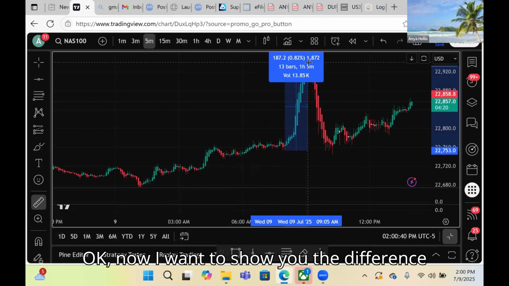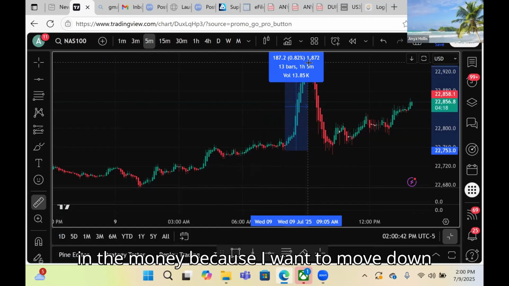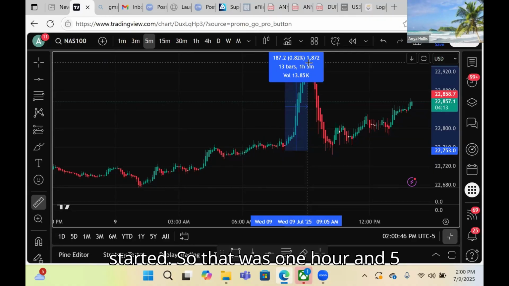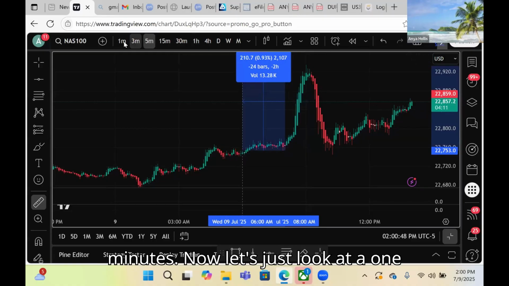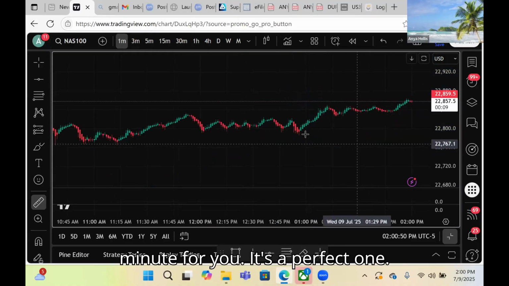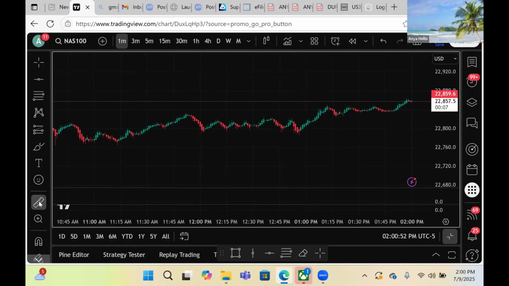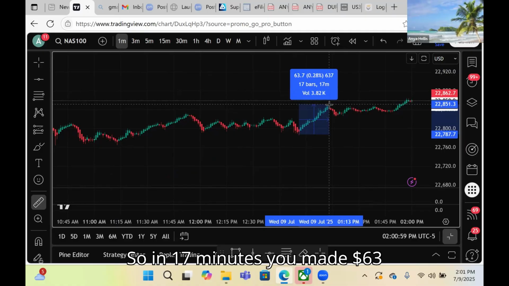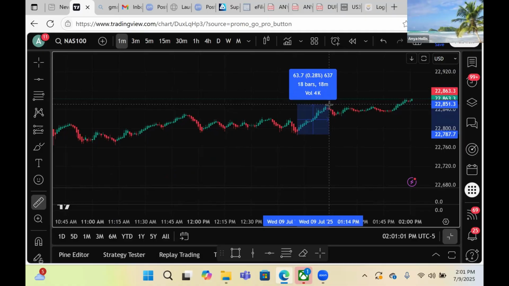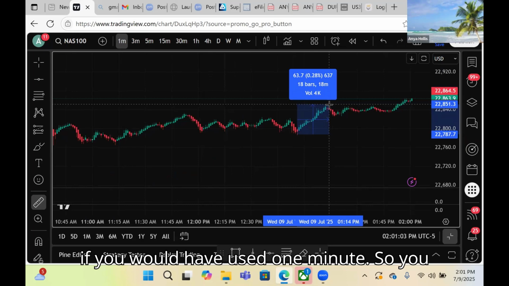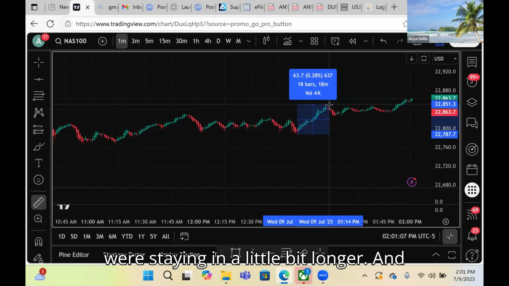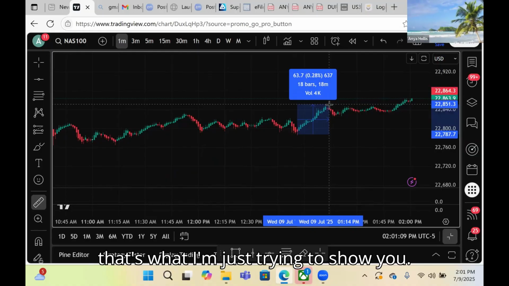Okay. Now I want to show you the difference in the money because I want to move down one time frame to the 1 minute where we started. So that was 1 hour and 5 minutes. Now let's just look at a 1 minute trend. Here's a perfect one. Perfect up. So in 17 minutes, you made $63 if you would have used 1 minute. So you would have made double the money if you had stayed in a little bit longer. And that's what I'm just trying to show you.